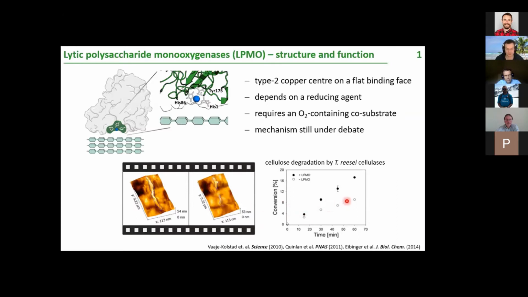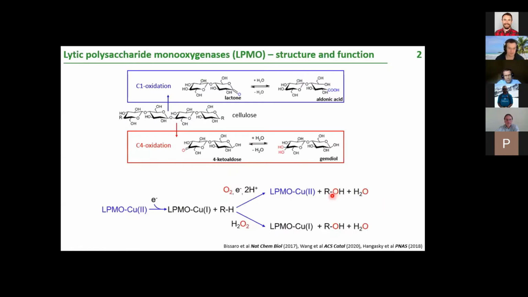So when, for instance, we mix LPMO with a Trichoderma reesei cellulase complex, you can see that the cellulose degradation proceeds much faster than without LPMO. Again, the reason is that LPMOs make the substrate much more accessible. I will not go into very much detail with the catalytic mechanism. I will just say that the LPMOs attack either the C1 or C4 atom in a glycosidic bond, thus producing either lactones or ketoaldoses.